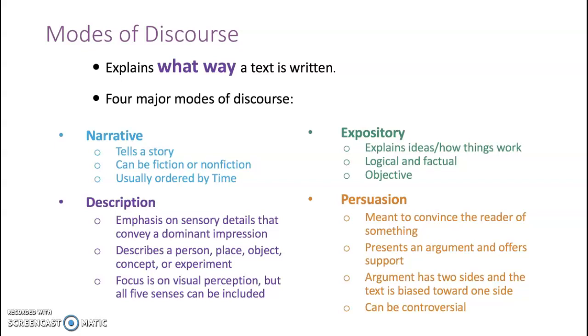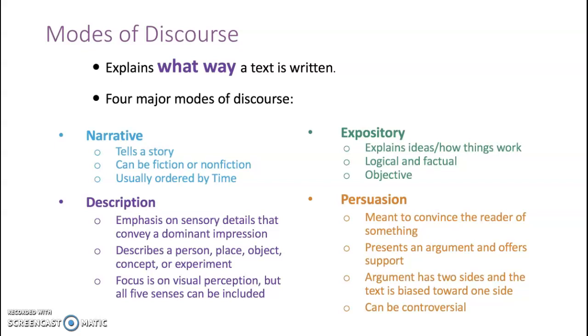And there is a genre called persuasion, and that's the way you're writing. So it presents an argument, and that argument is an opinion usually, and it offers support for that opinion. You should vote for me because, right? And that argument has two sides usually, and usually it's biased toward one side.